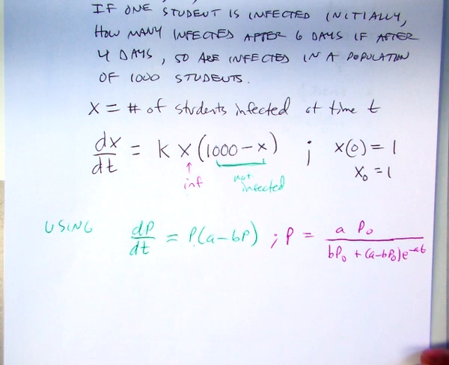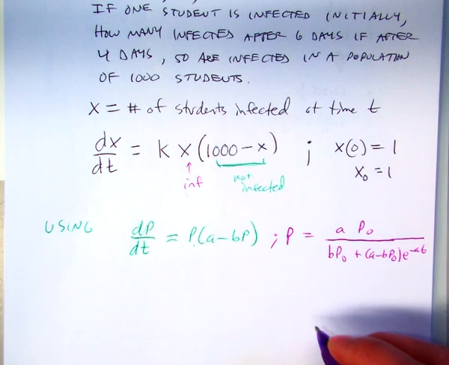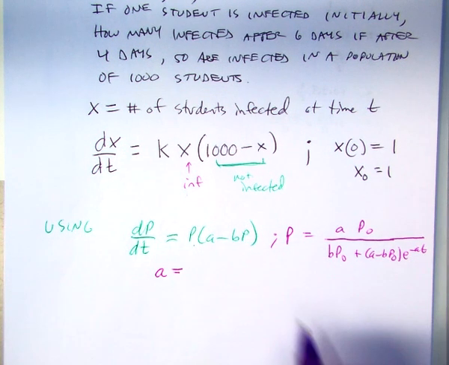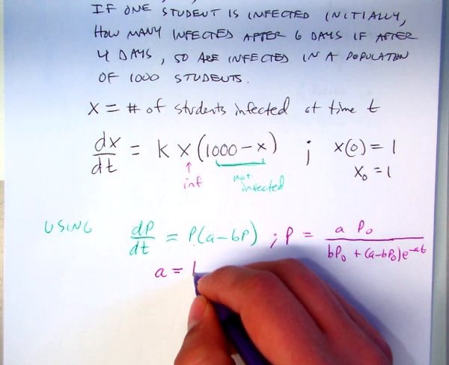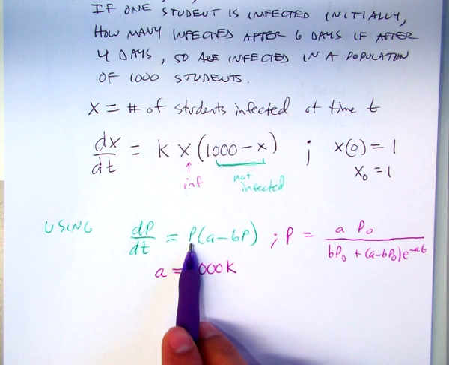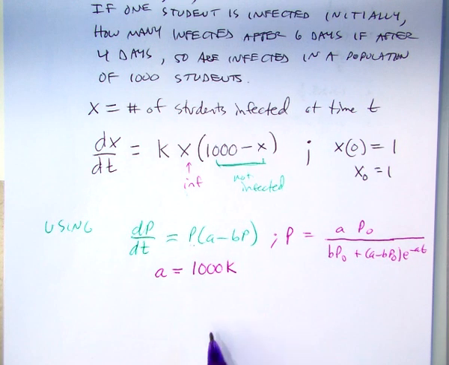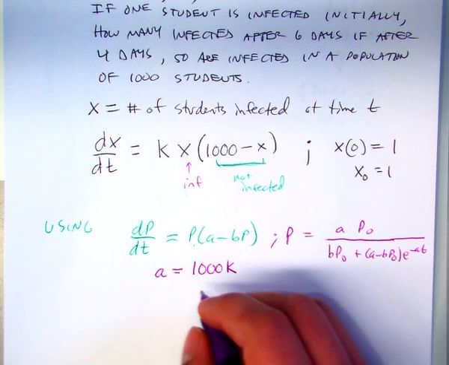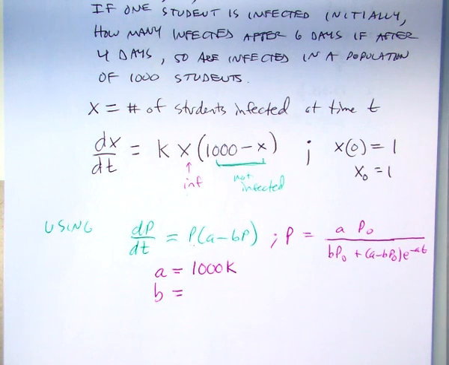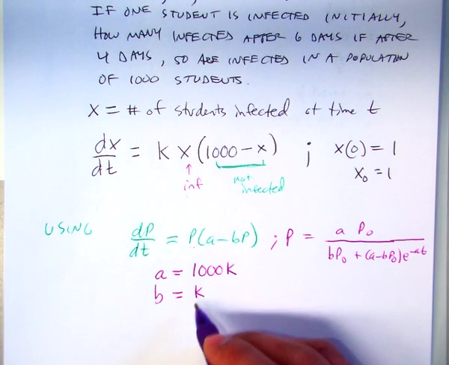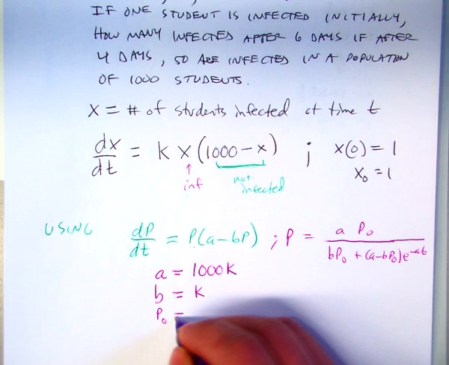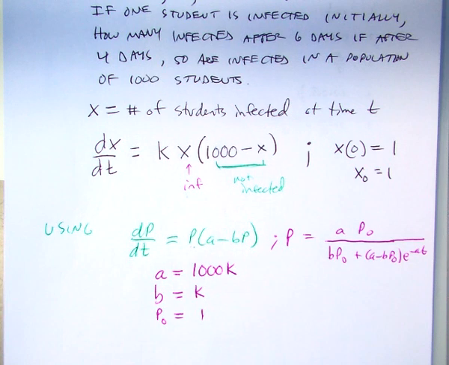Okay, so we have a couple things here. A would be what in this equation? Almost. 1000K. Good. This model just has P times A. We have this extra constant in there, so that'll also get included. Does that make sense? B would just be what? Well, since the model are both minus, just K. So we have 1000K, we have K. Our P naught, which is actually X naught, is 1. Does that make sense?